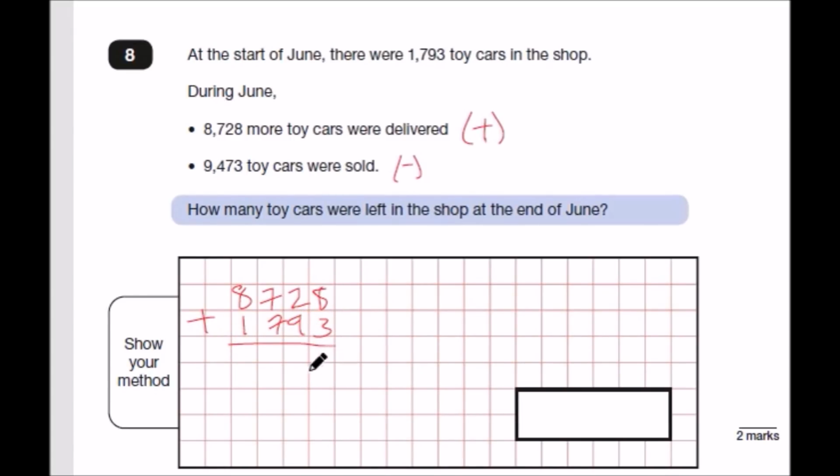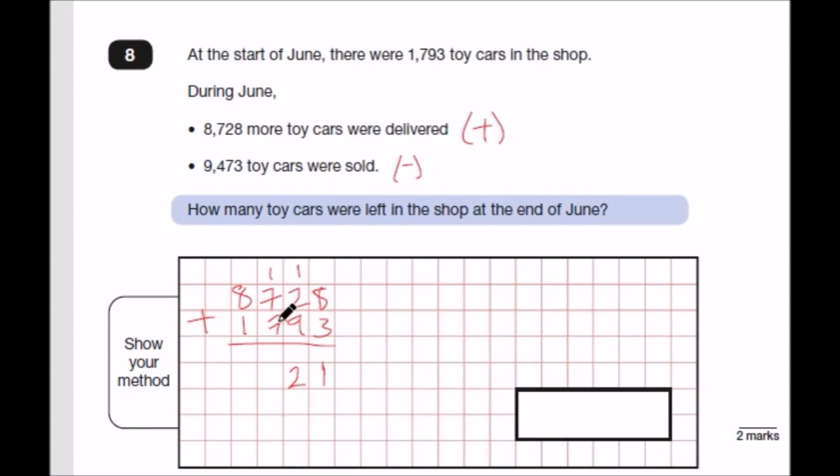Okay, let's add them up. So we got 8 plus 3, which will give us 11. Carry the 1. So 1 add 9 add 2 would give us 12. So 2 and then carry the 1. And then finally, not finally, 1 add 7 is 8.